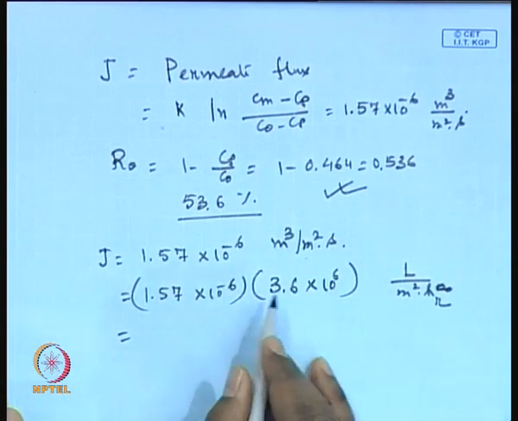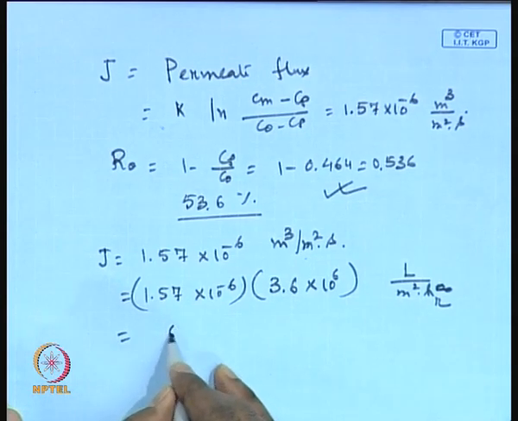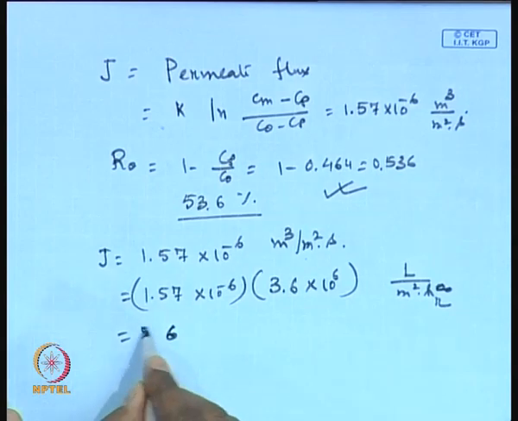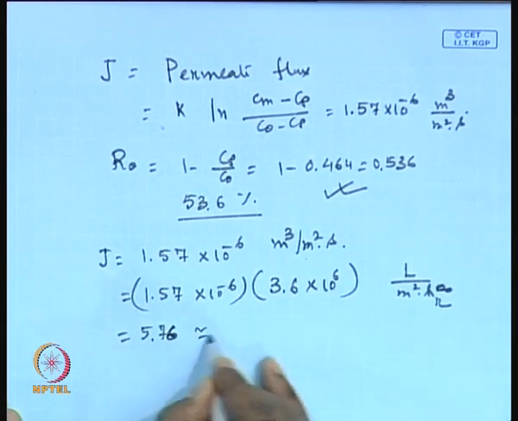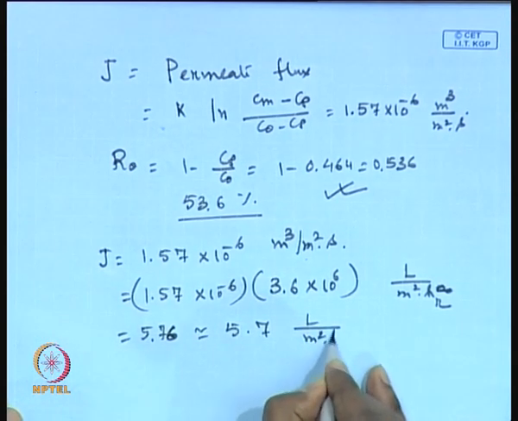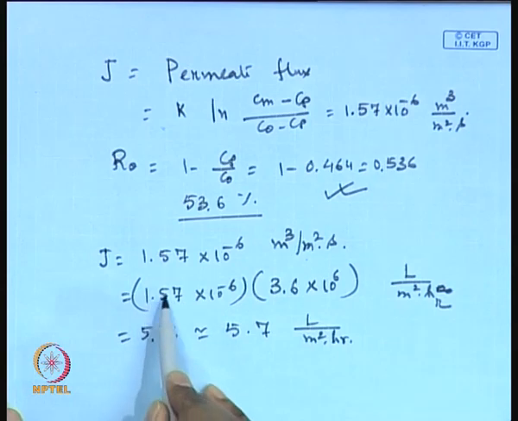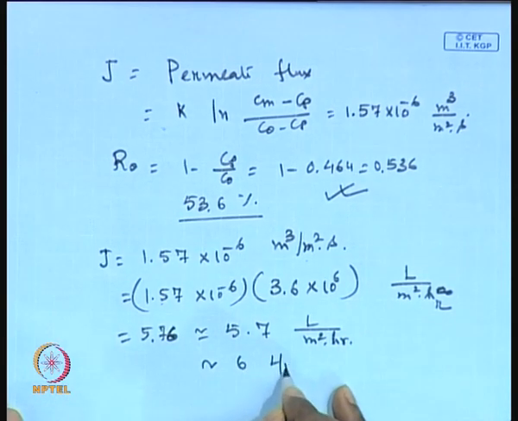Okay. So, 5.76, it will be around 5.76, 5.7 liter per meter square hour. I have just taken it to 1.6. If you multiply, so roughly you will be getting a permeate flux, the productivity of the process, around 5.7 liter per meter square hour. So, about 6 liter per meter square hour.